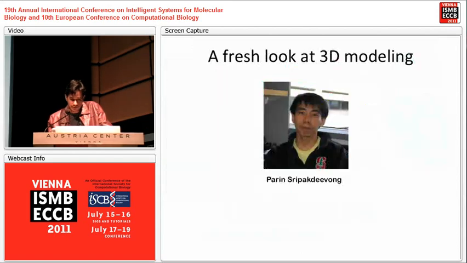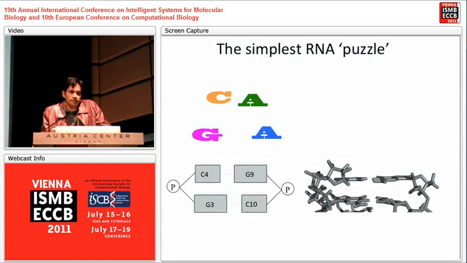When my first student joined my group, Parin Sripakdeevong, I told him, look, you came here to learn the Rosetta stuff, but I'm not going to teach you any of it. No fragment assembly, no full atom refinement. Let's think about this problem from scratch. And I gave him the simplest possible puzzle I could think of. Imagine you're on a desert island, okay?